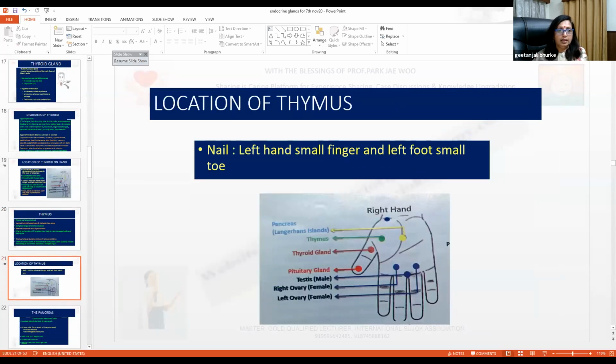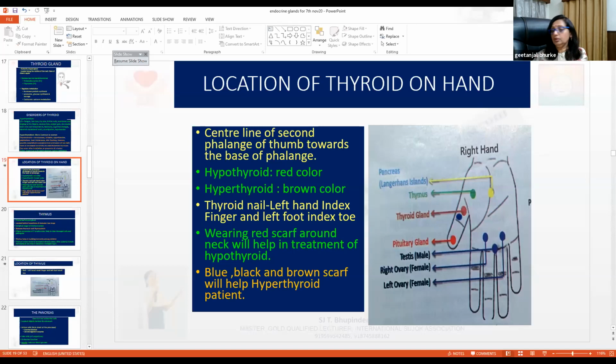Okay. Anything else that you want to know about thyroid? Anyone else? Do you want to know anything else about thyroid?